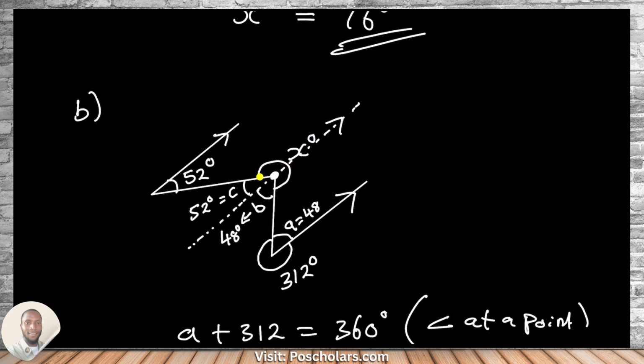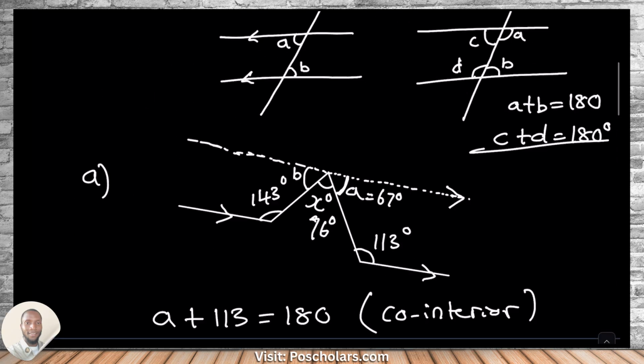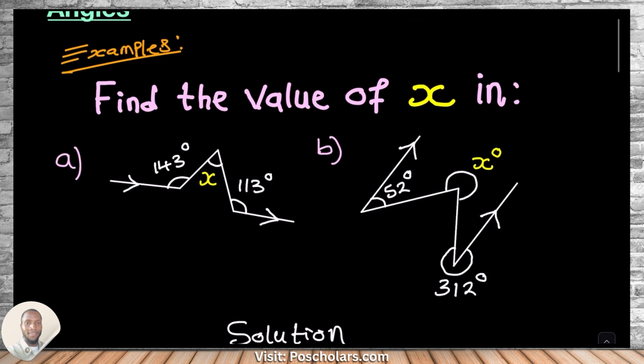Now we have found the value of x. You see that when you now add 260 plus 52 plus 48, it gives 360, which is angle at a point or angle in a revolution. I believe it is well understood. So we have gotten the answer for the x here. The answer for x here is actually 76, right? And 76 degrees. And for the x here, we have 260 degrees. I believe it is well understood.